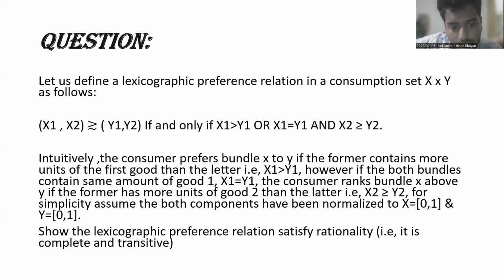For simplicity, assume both components have been normalized to x equal to 0 or 1 and y equal to 0 and 1. Now the question is to show that the lexicographic preference relation satisfies rationality. It is complete and transitive.